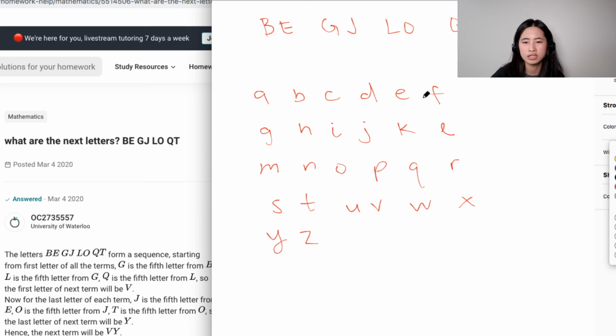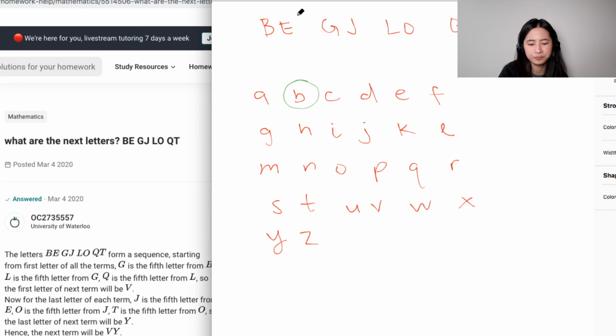Okay, so I'm gonna use green. Hopefully you guys can see that and distinguish that from the red. So if you have B over here, if you count five numbers starting after B, that's how this G is gonna work. So if you have 1, 2, 3, 4, and 5, you see that you land on G, right?